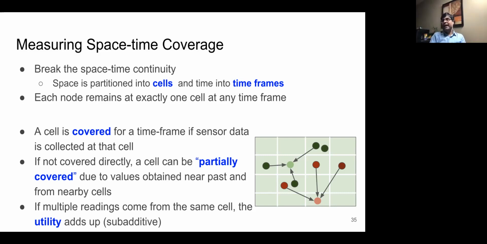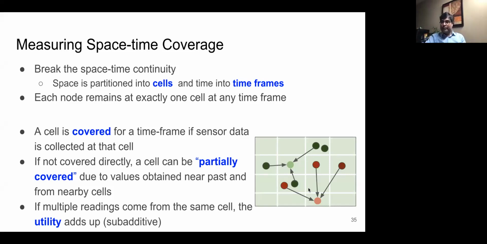Partially covered means that a particular cell is not covered by any active node, of course, but it can be covered by some nearby nodes. So let's say I have a couple of green dots here. These are green sensors. They are located in different cells, and this particular light green cell is not covered by any sensor, but we can assume that this cell is partially covered because there are some nearby cells collecting data in that place. So I don't need data collected at every point, because if I have some data collected nearby, then I can assume that that particular cell is not fully covered, but it's partially covered.